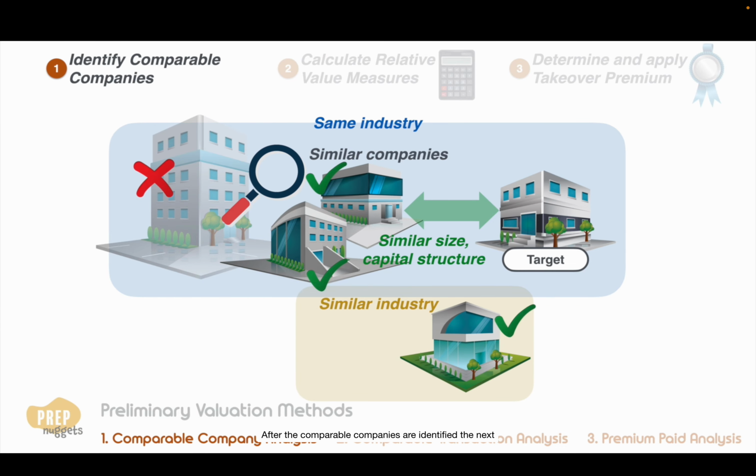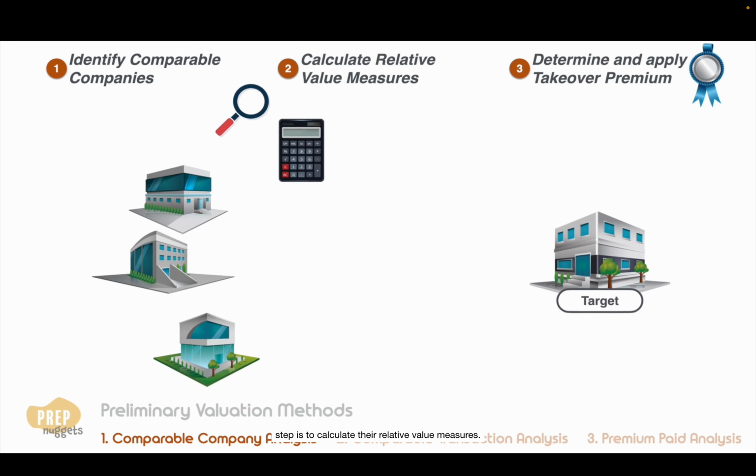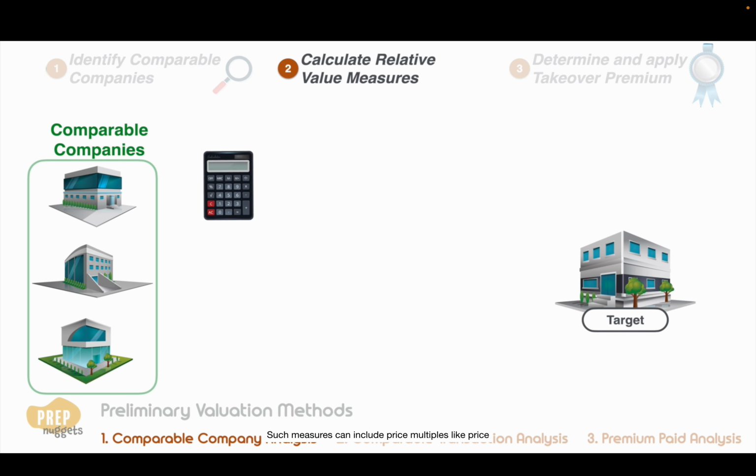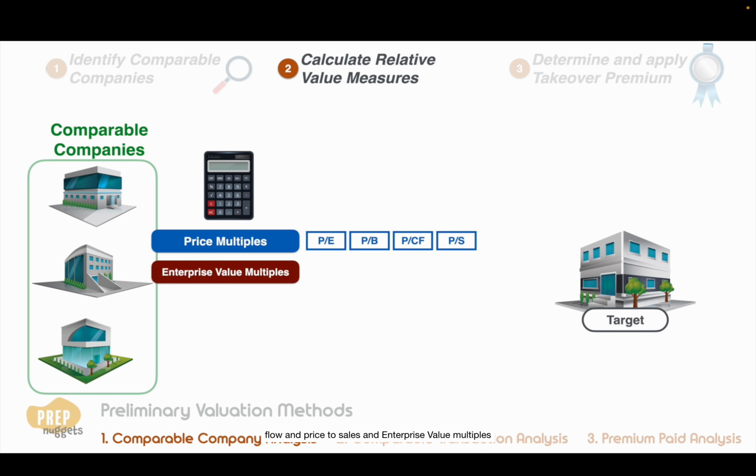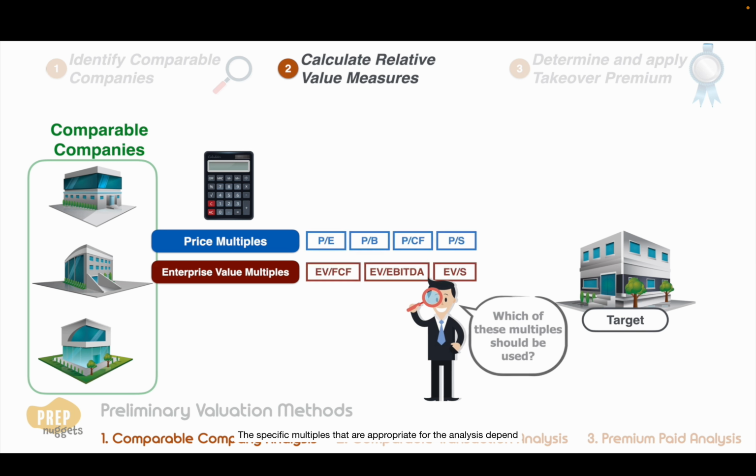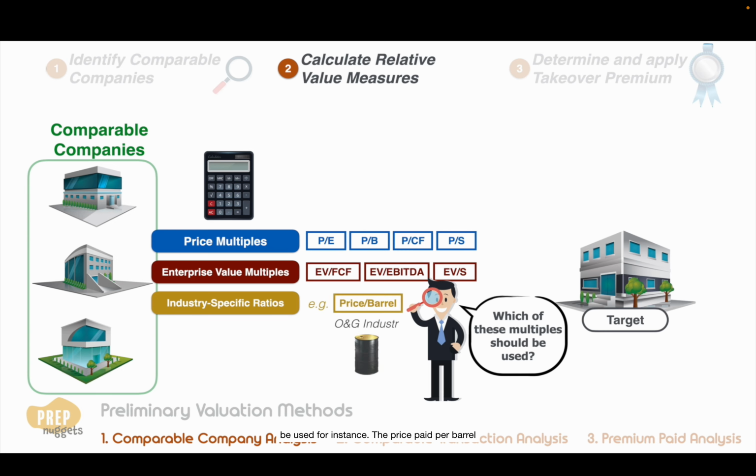After the comparable companies are identified, the next step is to calculate their relative value measures. Such measures can include price multiples like price to earnings, price to book, price to cash flow, and price to sales, and enterprise value multiples like EV to free cash flow, EV to EBITDA, and EV to sales. The specific multiples that are appropriate for the analysis depend on the industry that the target company is in. In addition, industry-specific multiples may also be used. For instance, the price paid per barrel of oil can be a useful ratio to consider in analyzing companies in the oil and gas industry.